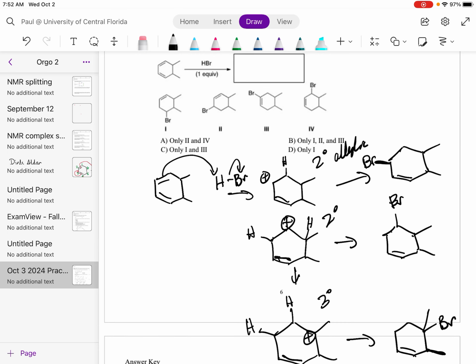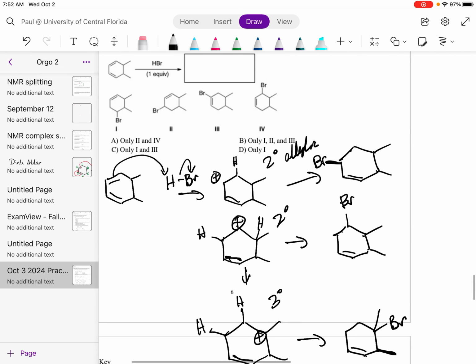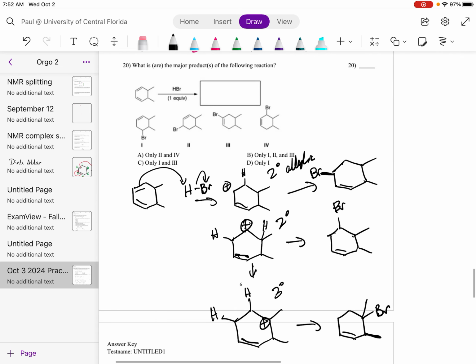So did any of my predicted products show up in the answer choices? Did this guy right here show up in any of the answer choices? No. So we can just not worry about this guy. So it's just those two, based off of the mechanism that I chose. Do I see any of those possible answer choices there?